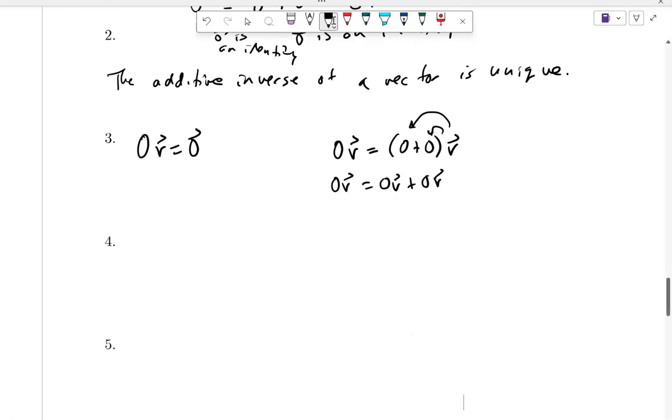And now if I want to make one of these go away on the right-hand side, I can add the inverse. Right? I know that the inverse exists, so I can add it. Now I need to reassociate so I can get back to 0.